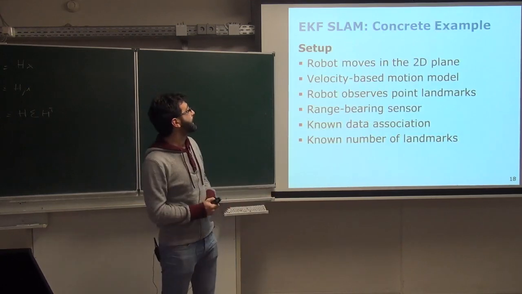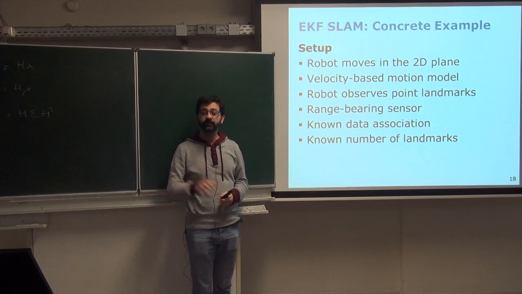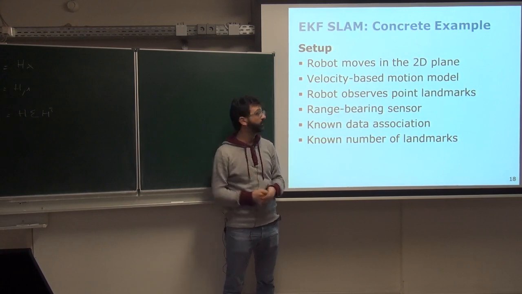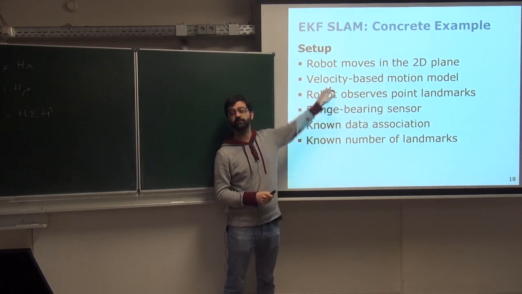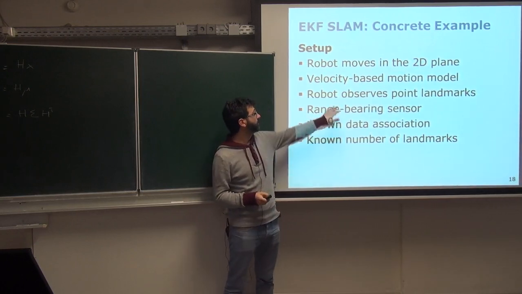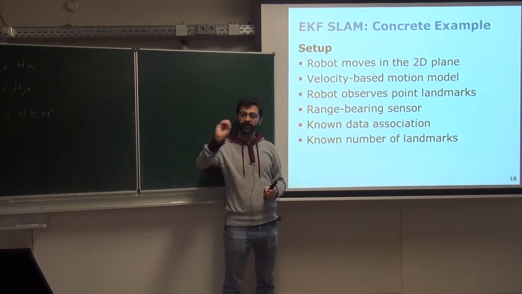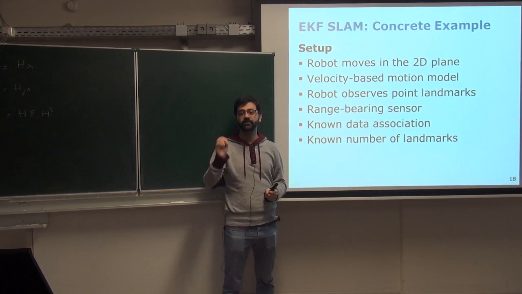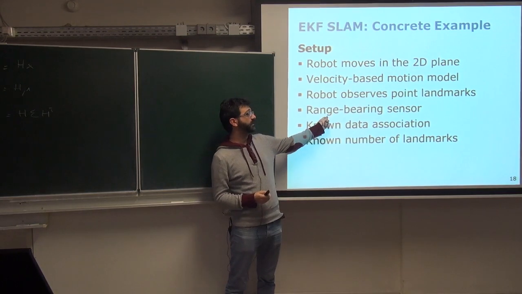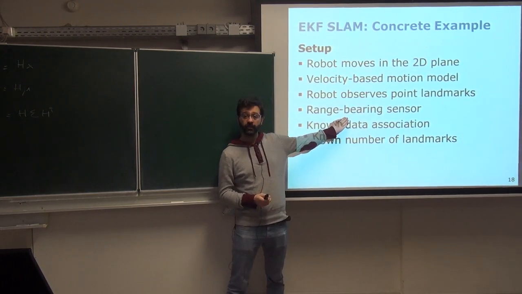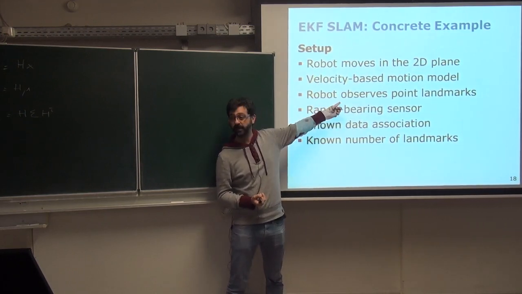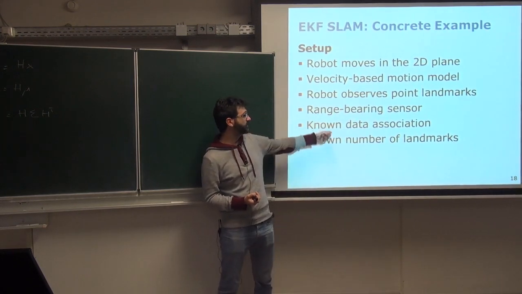Okay, so now let's think about something very concrete and the simplest case. We have a robot in the 2D plane, so x, y, theta. We have a velocity-based motion model, so we know the translational and rotational velocity of the robot. We assume that the robot observes some point landmarks, so it's just x and y in the environment. And we also assume that we know exactly which landmark we are observing at each time step. We have a range-bearing sensor, so this defines our sensor model. This defines our motion model. These two define our map structure. And as I said, we have known association, and we also have a known number of landmarks.